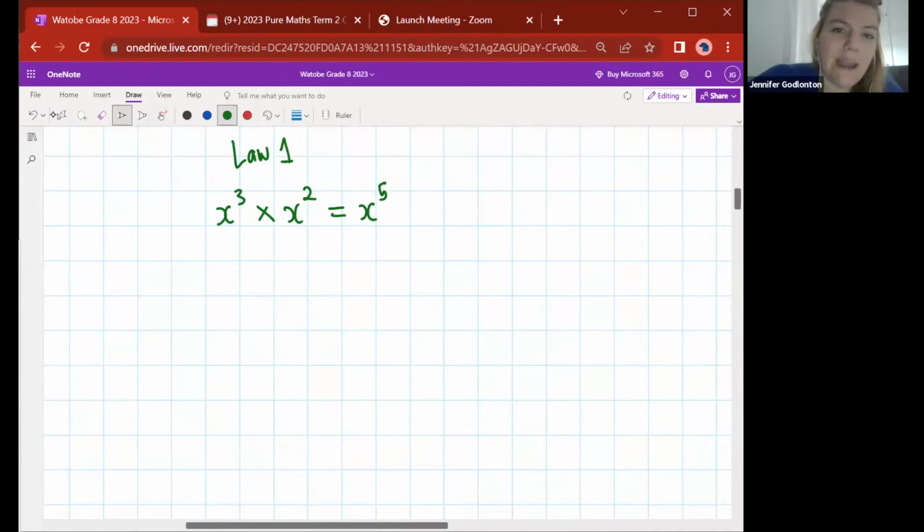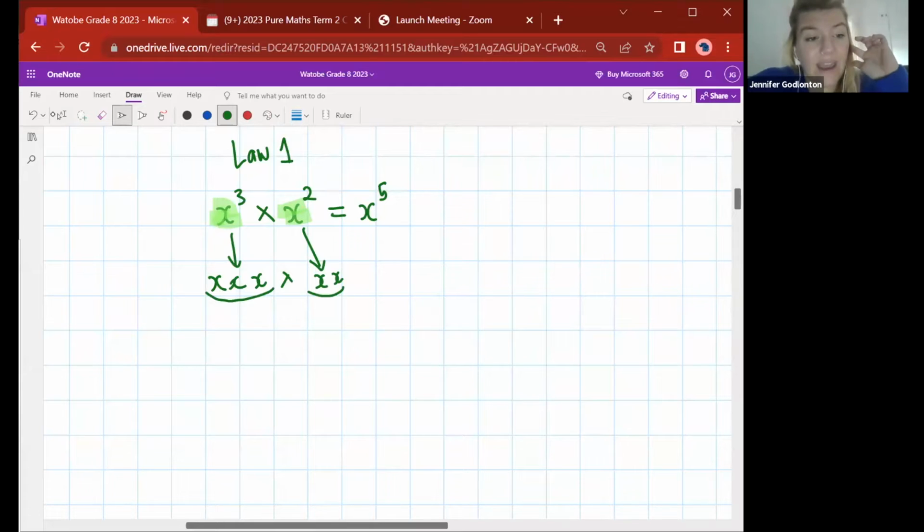Okay, so when our bases are the same, so here x is the same as x, then we add our exponents. And the reason we add them is because if we wrote this out the long way, we would have 3 x's over here, multiplied by 2 x's over there. And so we would land up with 5 x's in total. So when we have bases that are the same, we keep the base the same and we add the exponents. That's law 1.